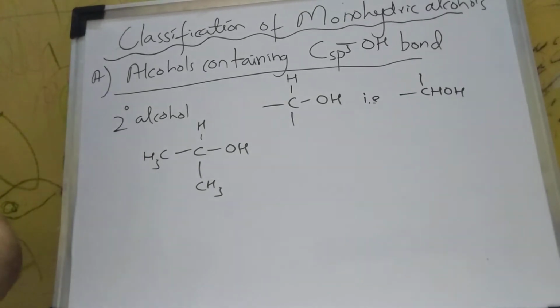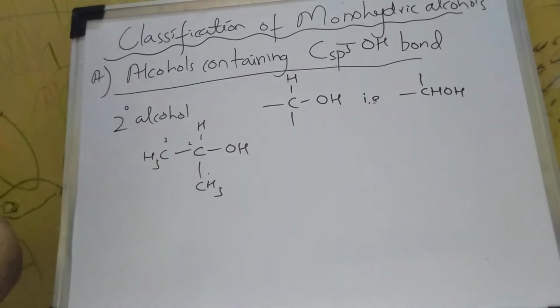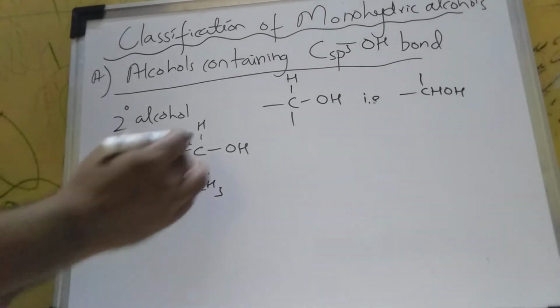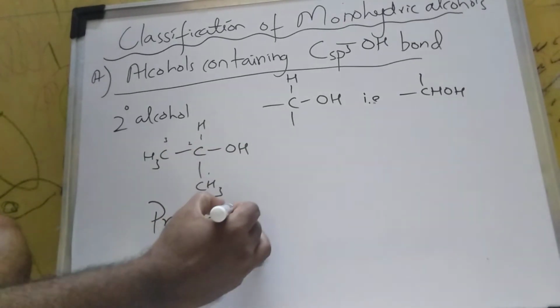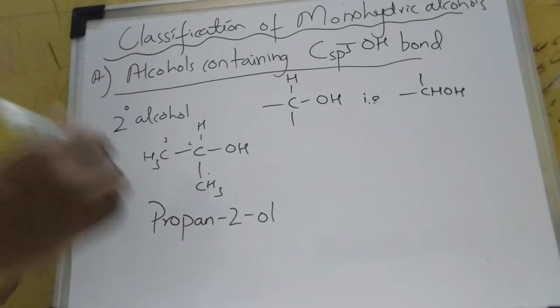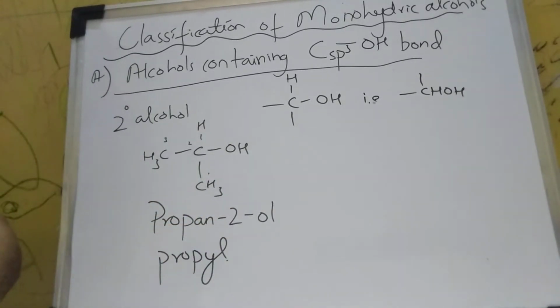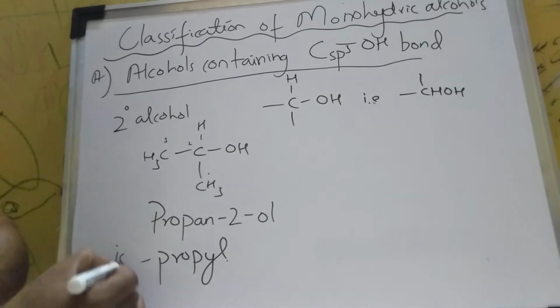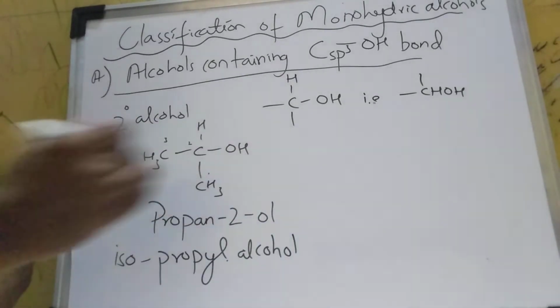Right? Now we'll do the counting according to IUPAC rule. 1, 2 and 3. 3 means propane, right? And then naming over here we call it propan. Propan, and the OH is attached to second carbon atom, propan-2-ol. This is the IUPAC name. Now the common name, 3 carbon atom, is propyl. As such, the OH is branched, so we call it isopropyl alcohol.